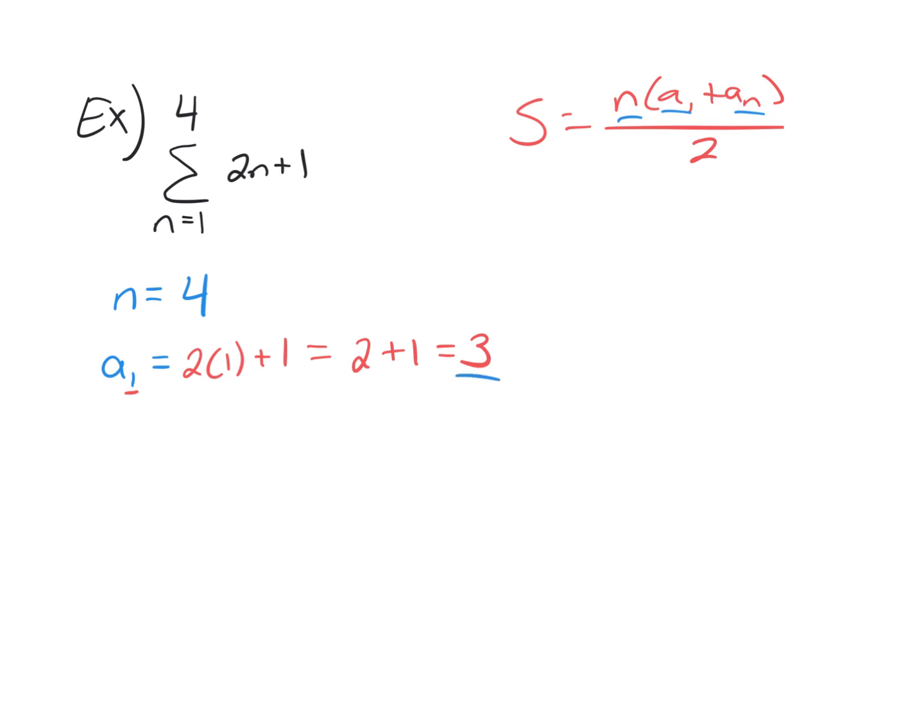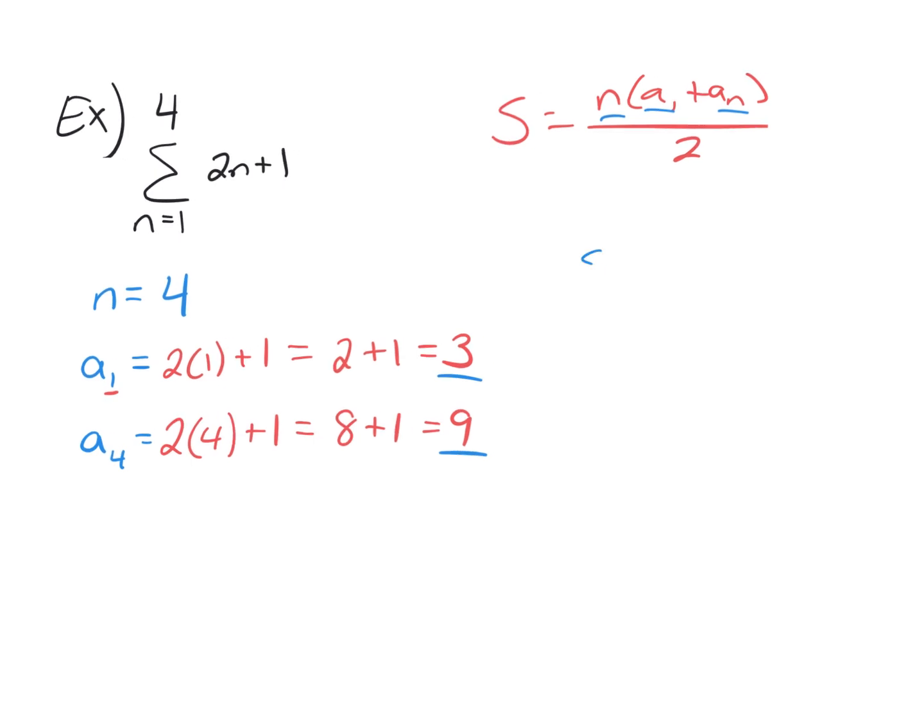Okay, now AN, what does AN stand for? Last term. What am I plugging in for n this time? 4. Yep, so we're looking for A4. So I have 2 times 4 plus 1. What's 2 times 4? 8 plus 1? 9. So now I have all three things in order to use the equation from up above.